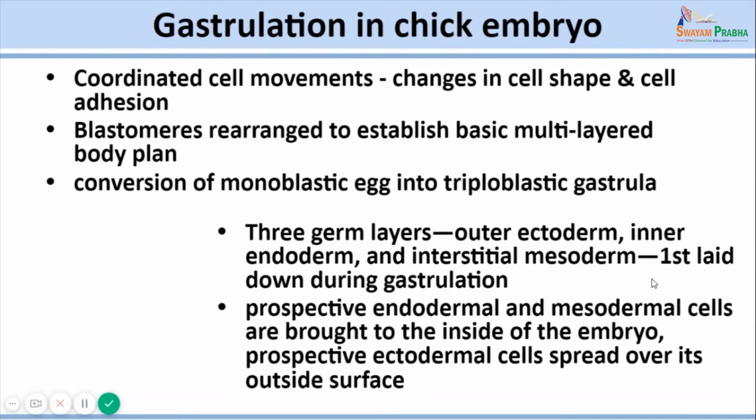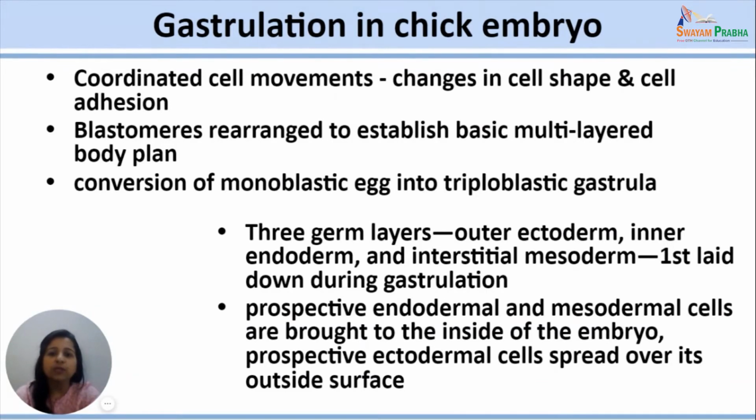Let us now proceed with gastrulation in chick embryo. Gastrulation involves a set of coordinated cell movements which involve changes in cell shape and cell adhesion. This we discussed in the previous lecture on general gastrulation also. During gastrulation, the blastomeres are rearranged to establish a basic multi-layered body plan, which involves conversion of a monoblastic egg into a triploblastic gastrula. By triploblastic, we mean the three germ layers, the outer ectoderm, inner endoderm, and the intermediate mesoderm, are laid down during gastrulation.